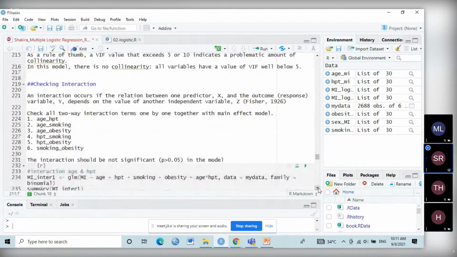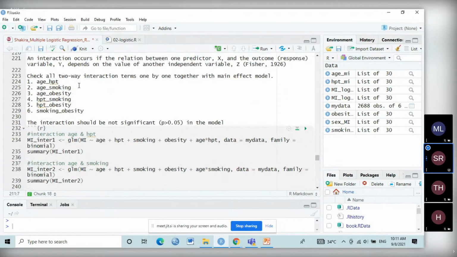Okay, next check interaction. Interaction ni kita kena check sebab kita nak tahu either the predictor variable. Okay, interaction adalah relationship between one predictor variable and the outcome depend on the other value of independent variable. So dia akan kacau model. Kita kena check for each two-way interaction term untuk kita punya independent variable. For example, our final model ada 4 kan, so kita check all two-way interaction term. So kita ada 6 interaction term. So apa yang kita buat, kita masukkan each interaction term ni dalam kita punya final model, main effect model. And then kalau result dia not significant, so there's no interaction punya problem lah.